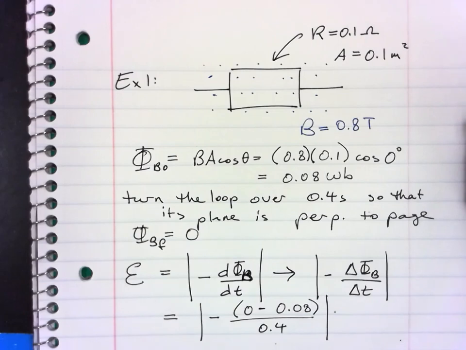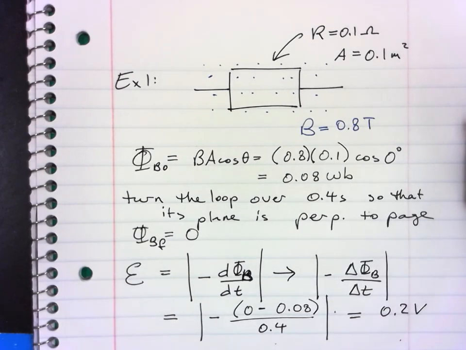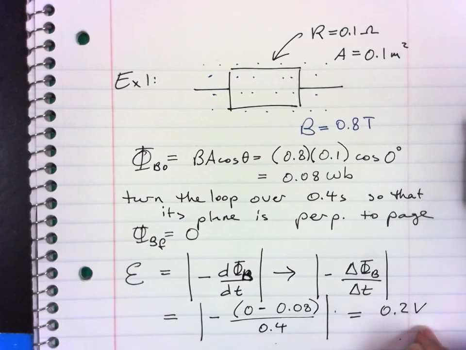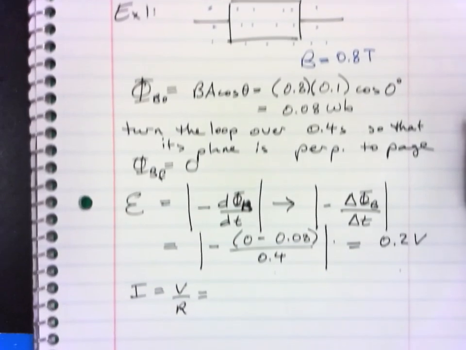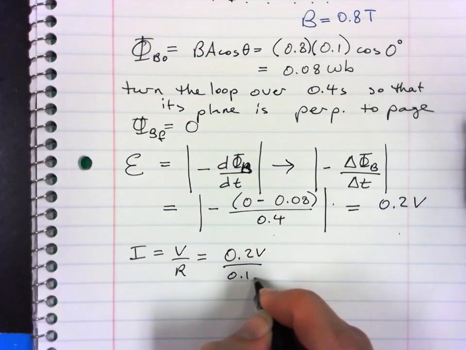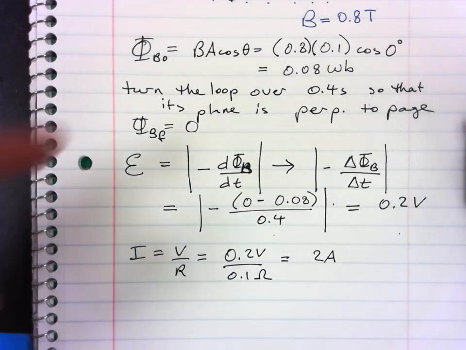And I don't know if I actually finished this. 0.08 divided by 0.4 is 0.2 volts. And so in this wire, if it was hooked up to a complete circuit, so current could flow, this is trying to make current flow, then I equals V over R. We have 0.2 volts over 0.1 ohms, so we'd get a current of 2 amps over the time that this was turning.